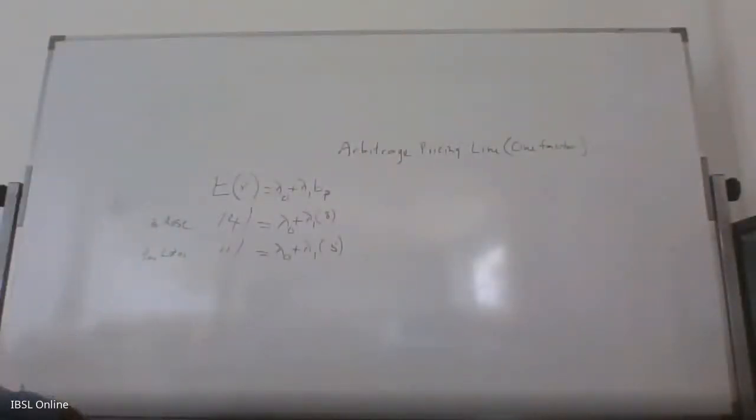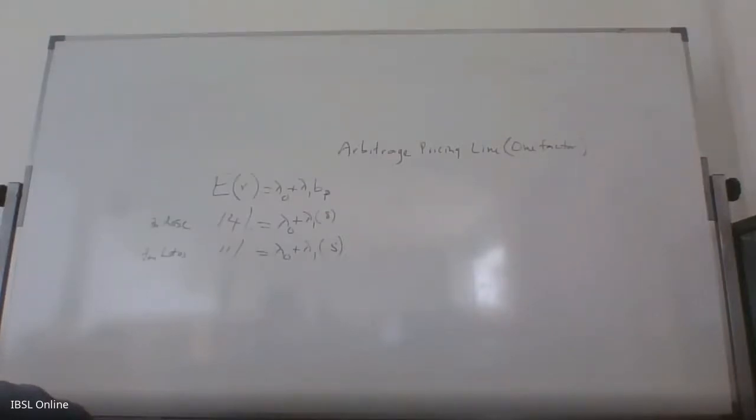Right, just look at the board. Now the arbitrage pricing line equation is on the top. That is ER is equal to lambda 0 plus lambda 1 BP. Now we have taken the question paper's data and substituted it into the equation. As per the Rose portfolio, the equilibrium return is 14% and BP is 0.8. So the equation goes like this: 14% is equal to lambda 0 plus lambda 1 times 0.8. Then for Lotus, 11% is equal to lambda 0 plus lambda 1 times 0.5.